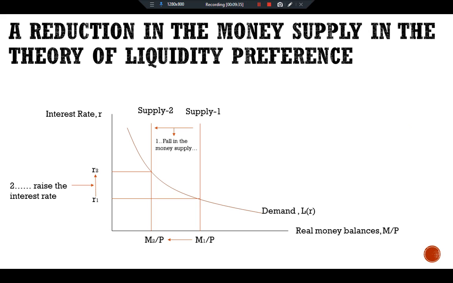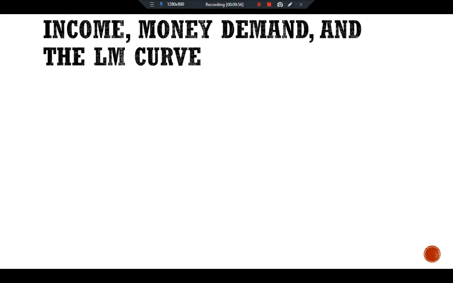The opposite would occur if the central bank suddenly increased the supply of money. Thus, according to the theory of liquidity preference, a decrease in the money supply raises the interest rate, and an increase in the money supply lowers the interest rate in the economy. Income, money demand, and the LM curve.